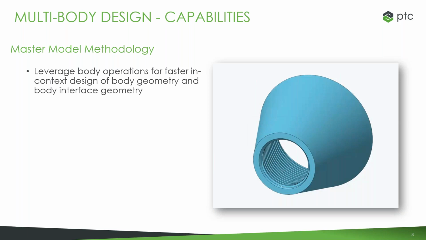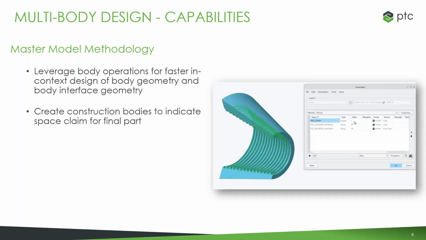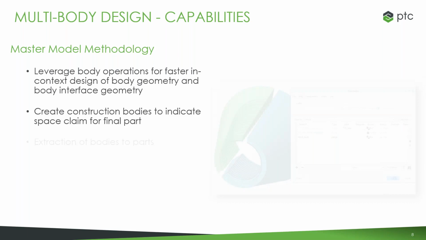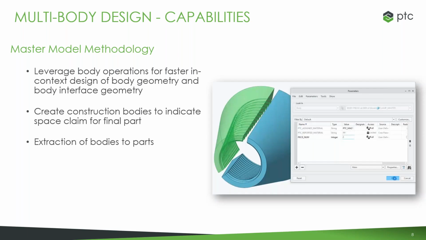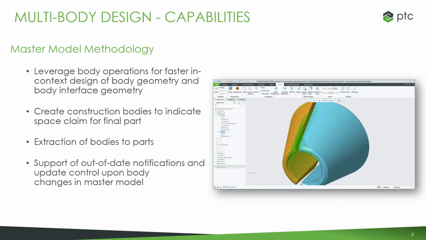The master model technique should be used where two or three surfaces need to be matched properly for the assembly, to reduce that complexity and avoid external and circular references. In addition, you can also make use of construction bodies to indicate the space claim for the final part, and then you can extract these bodies to separate parts if you like. And we can utilize out-of-the-box support of out-of-date notifications and update control upon body changes in the master model, making it easy to visualize and detail the derived geometry.